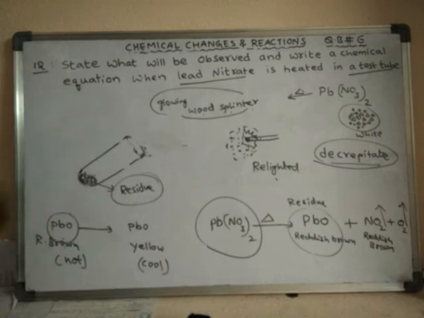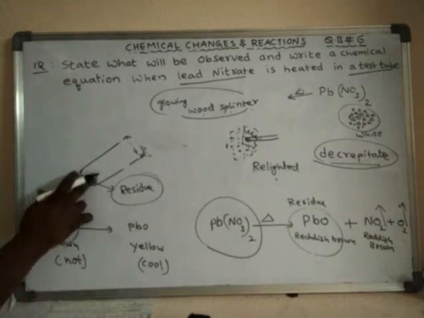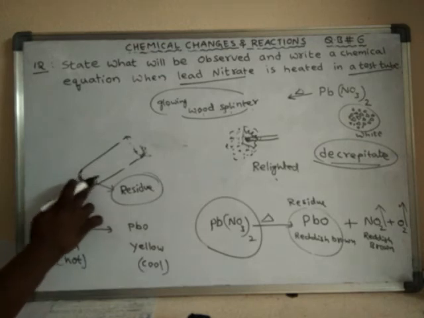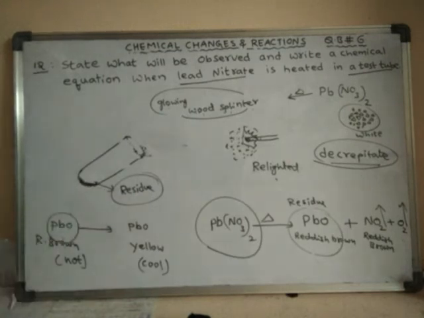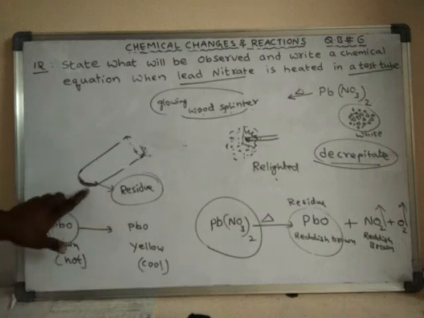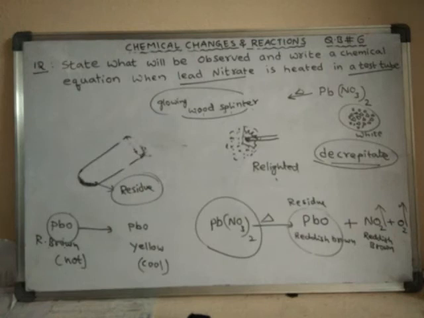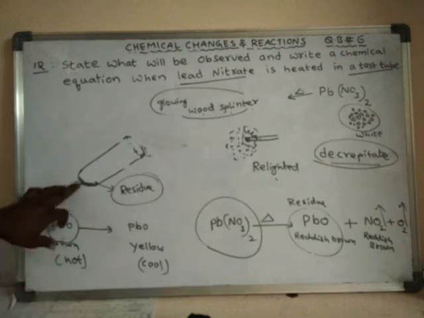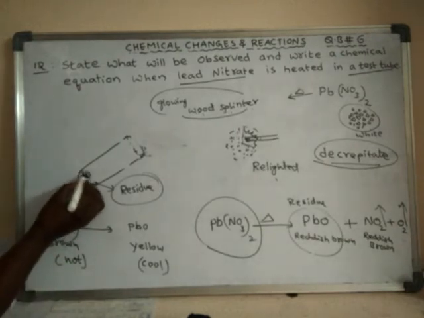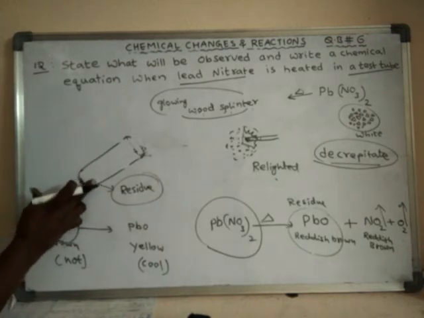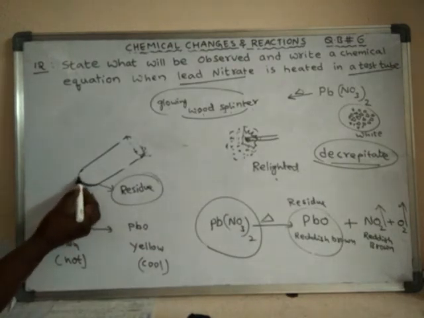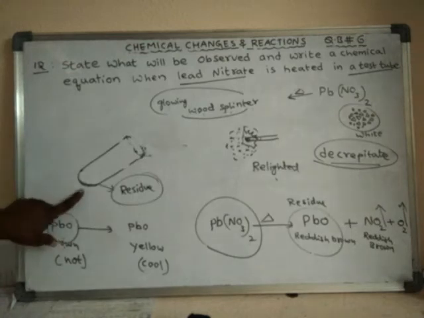Okay, and remember that you can remove this after heating, so you clean it. But after cleaning, what happened? Some part of the residue will melt, and it will fuse into the glass. Fusing means it will become the part of the glass. So we cannot remove this part. Most of the lead monoxide powder we can remove by washing, but some part of the lead monoxide still cannot be removed.